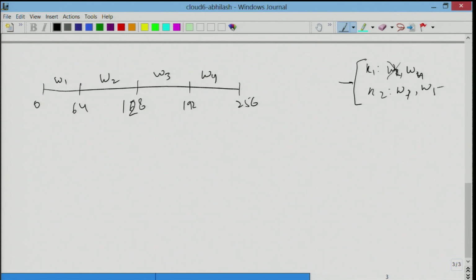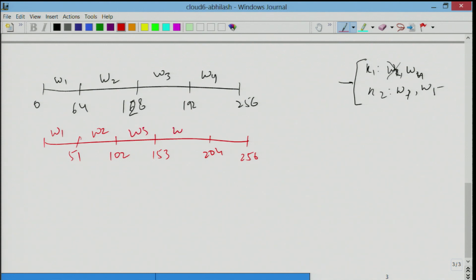But if a new worker joins, let us say W5 joins, right? So I have to rebalance this, right? So I have to 204, 51. Right, so I have to rebalance the whole thing when a new worker joins, right? And this affects data on all the workers.